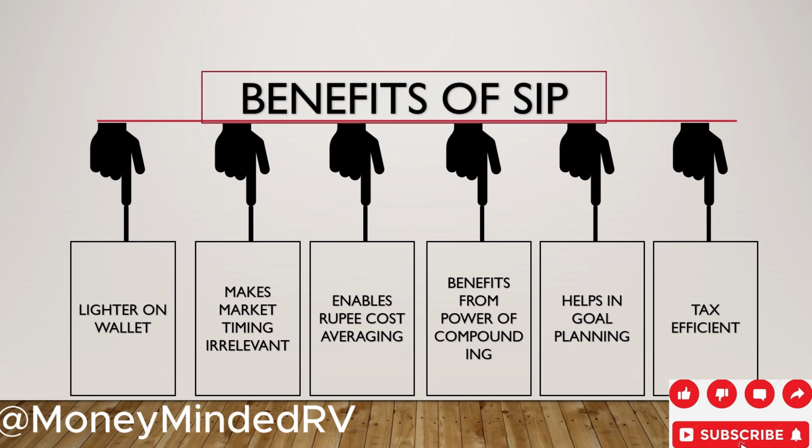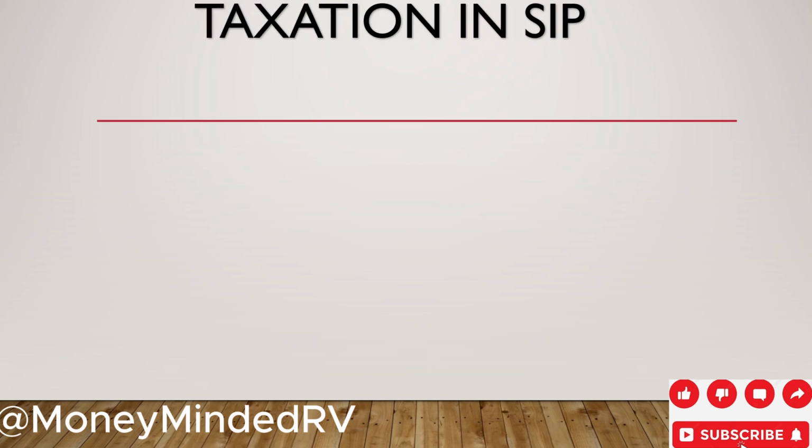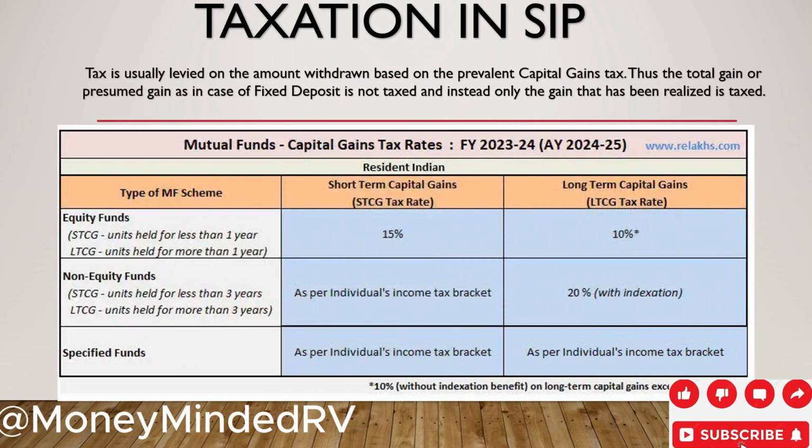I hope the benefits of SIP are clear to everyone. So we will be discussing the taxation part in SIP. Actually, the taxation is usually levied on the amount that is withdrawn, based on the capital gains tax. The total gain or presumed gain, as in the case of a fixed deposit, is not taxed.